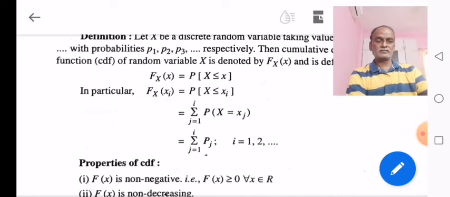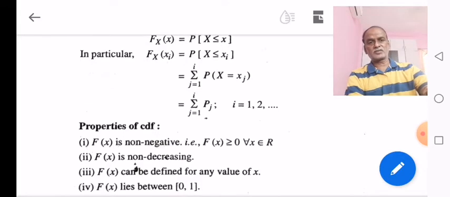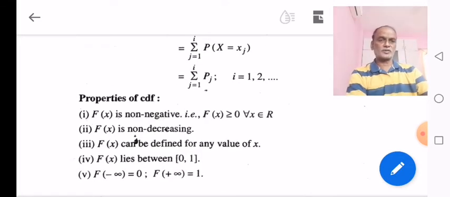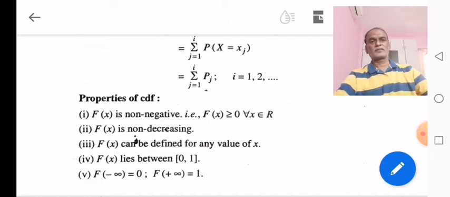Already we have seen the properties of CDF, so generally this question is asked: write down some important properties of CDF. First property, F(x) is non-negative. That means since this is a probability, it always lies between 0 and 1, therefore it is non-negative. That is, F(x) is always greater than or equal to 0 for all x belonging to R.